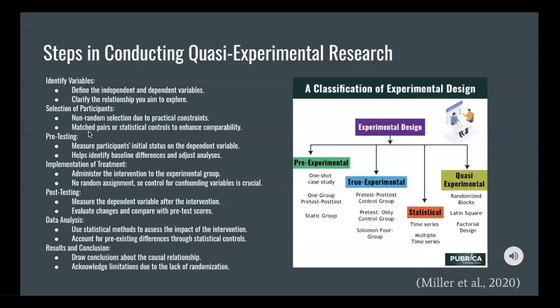As we move toward drawing conclusions, it's important to acknowledge the inherent limitations of quasi-experimental research. The absence of randomization introduces potential for biases, and researchers must tread very carefully in attributing causality. Nevertheless, the method offers valuable insights, especially when random assignment is impractical or ethically challenging.